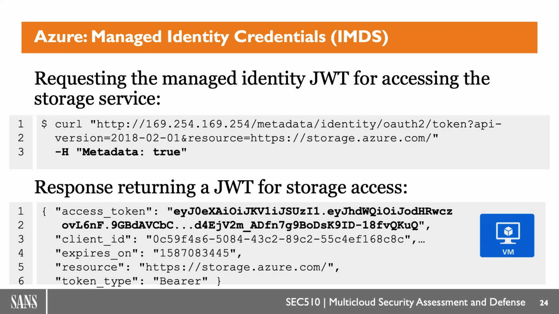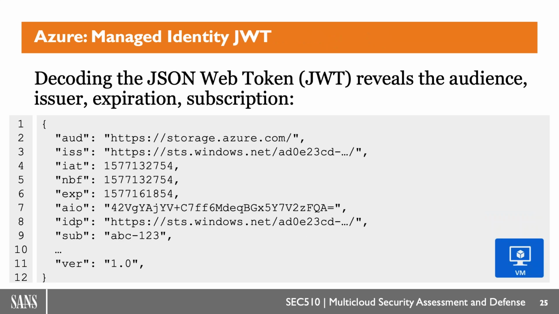So on the next slide, we've got an example of decoding this token. And notice the audience on line 2 is the exact resource that we requested. So this token that you receive back from the managed identity service in Azure is scoped to one specific service. If you wanted to go talk to maybe the key vault, for example, you've got to make another request to the managed service identity, and you've got to go grab a different token.